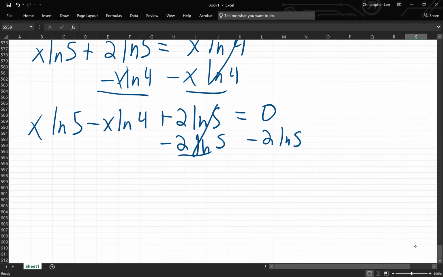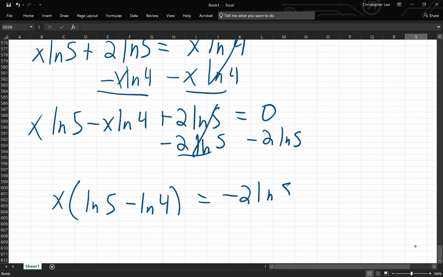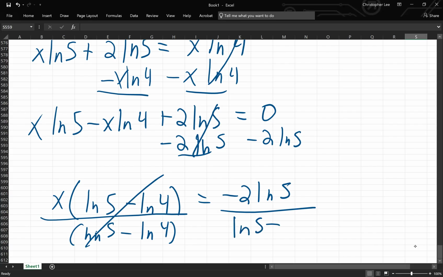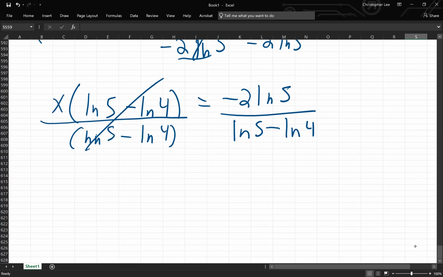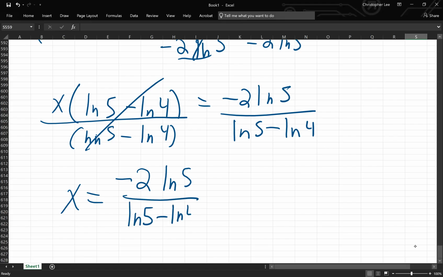Greatest common factor on the left, factor out the x. What do I have? x times ln 5 minus ln 4 is equal to -2 ln 5. Divide by it, and I'm good to go. Now, for me, I'm chill. You could just leave that answer right there and I'm good to go, right? So x equals -2 ln 5 over ln 5 minus ln 4. That's a good answer for me.